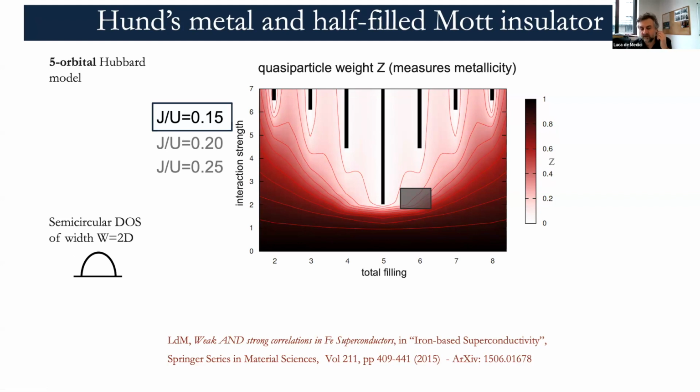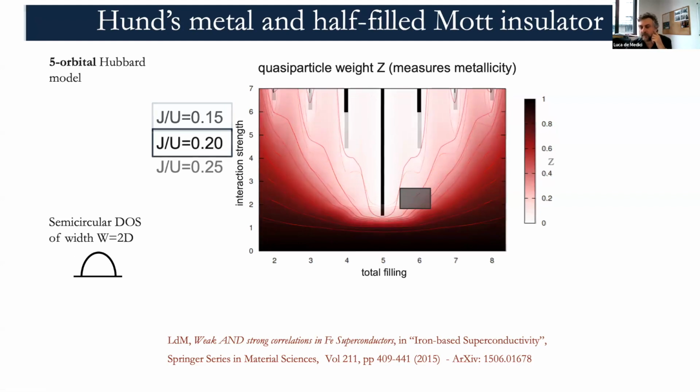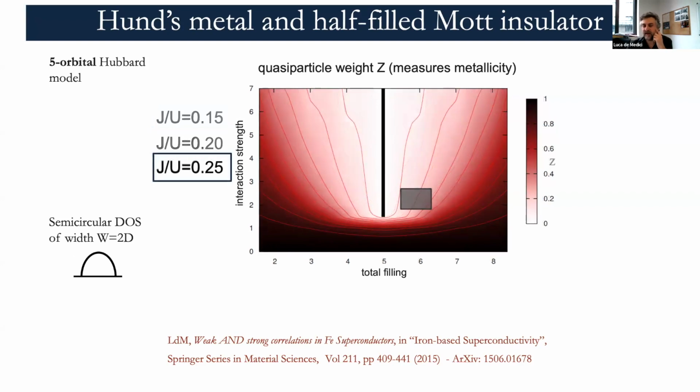Now, if you increase Hund's coupling, see what happens. So the Mott transitions go away to very, very high U. And basically, the quasi-particle weight seems very much regulated by the proximity to this Mott insulator at half filling, which instead was pushed down, so it was favored by Hund's coupling.